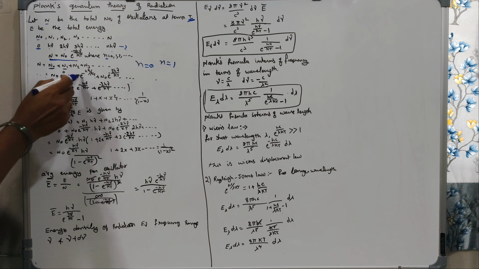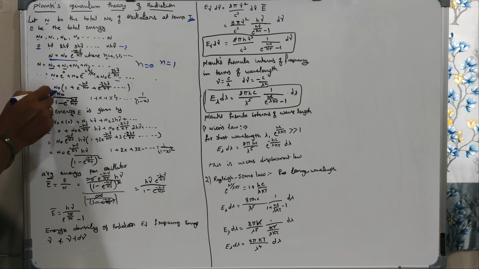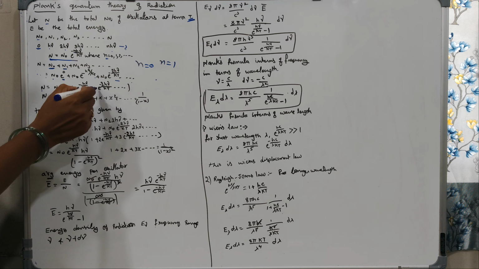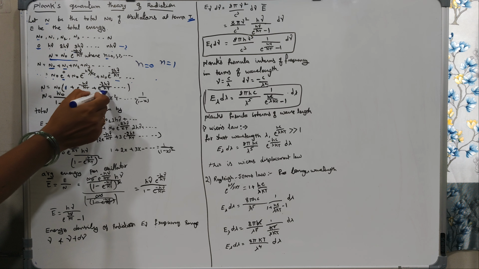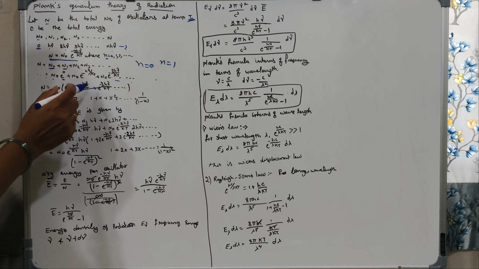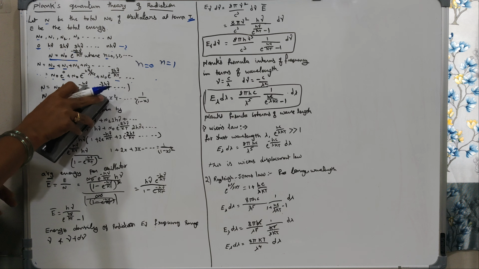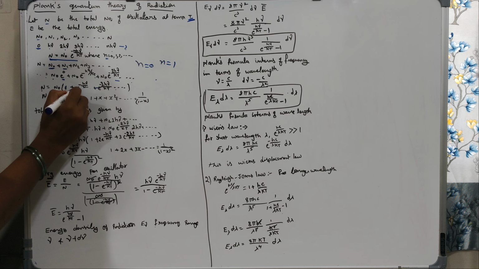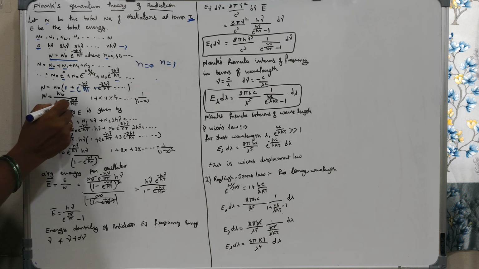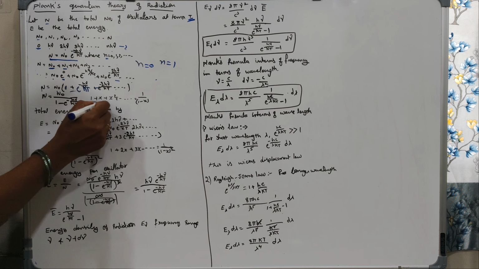From this expression we can take N naught as a common factor. N equals N naught times 1 plus e to the power of 0, which is nothing but 1, plus e to the power of minus h nu by kT plus e to the power of minus 2 h nu by kT and so on. This expansion is written as N naught times 1 divided by 1 minus e to the power of minus h nu by kT.